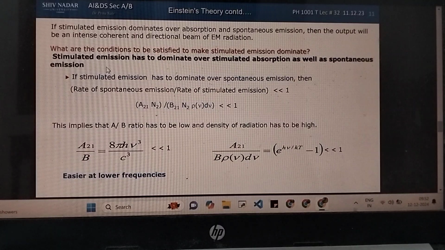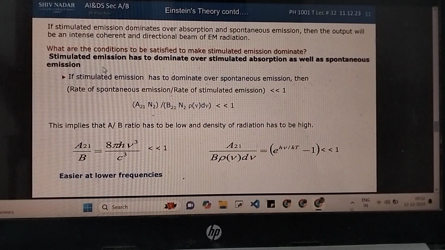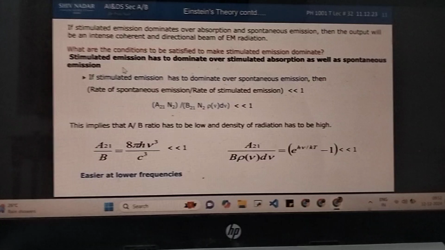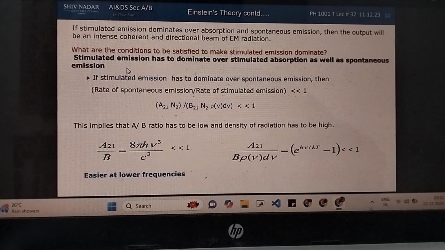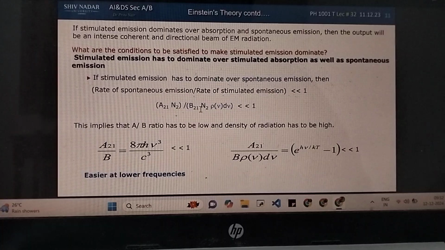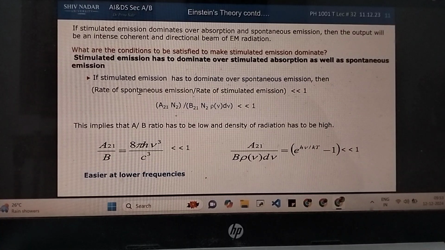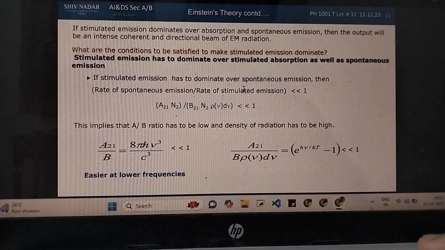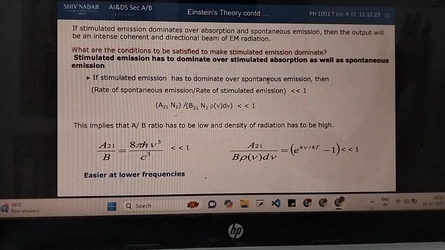So under what conditions will it dominate? Because generally we saw that absorption is equal to the sum of the two types of emissions. So now if I want one type of emission to become much higher than the other two processes, what are the kind of conditions I need to create? We will see two subsets. First, stimulated emission has to dominate over spontaneous emission, and then it also has to dominate over absorption.